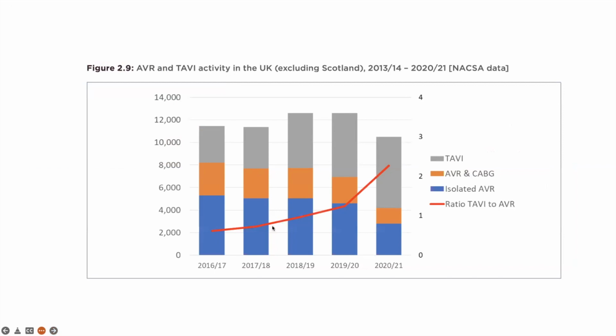This shows you the overall format. We can see the number of AVRs in blue, the number of AVR CABGs in orange, and the number of TAVIs. It was around about 2018-19 that the number of TAVIs started taking over the number of AVRs and CABGs. So the number of AVRs per se have dropped off, and the number of AVR CABGs as well. This has had a significant impact on the work that we do.